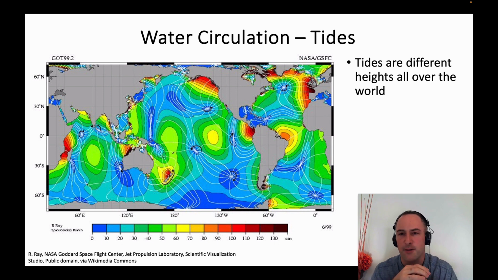If we were to think about tides being different heights around the world, again, the water sloshing around the bathtub and the Coriolis Effect having an impact on the movement. Again, things are moving in different ways around these different lows and different highs in the world. It's an important piece to how water is moving around in circulation.